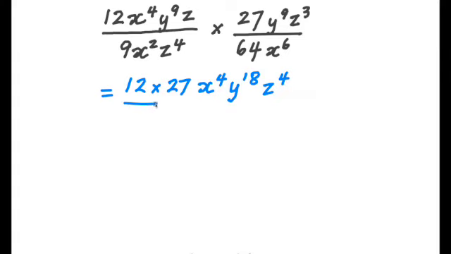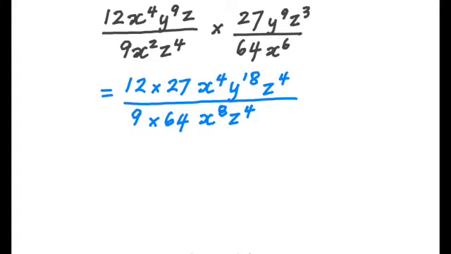On the bottom line, we'll do the same thing with the whole numbers, and just multiply 9 by 64 without any simplification at this stage. We can see that we've got x to the power 2 and x to the power 6. So when we're multiplying, we add indices with a common base. 2 plus 6 is 8, so we've got x to the power 8. And there's only one term involving z, so that's z to the power 4.